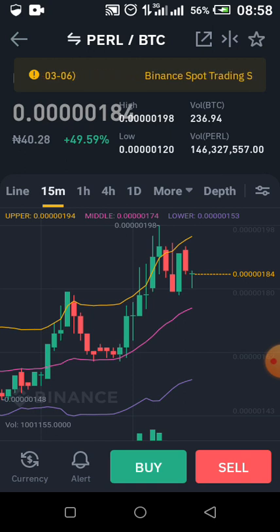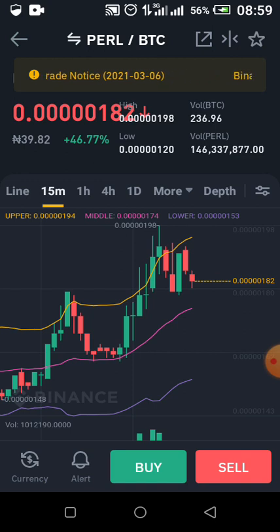Now, the concept behind monitoring a trade is that whenever a coin is increasing, you will never see a coin increase absolutely. What I mean is that you will never see a coin increasing without decreasing.